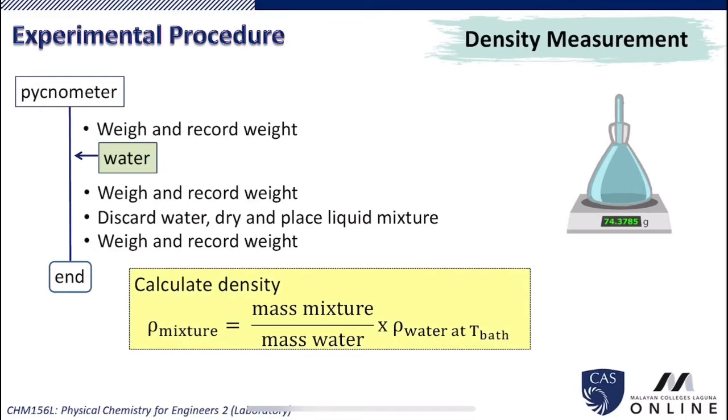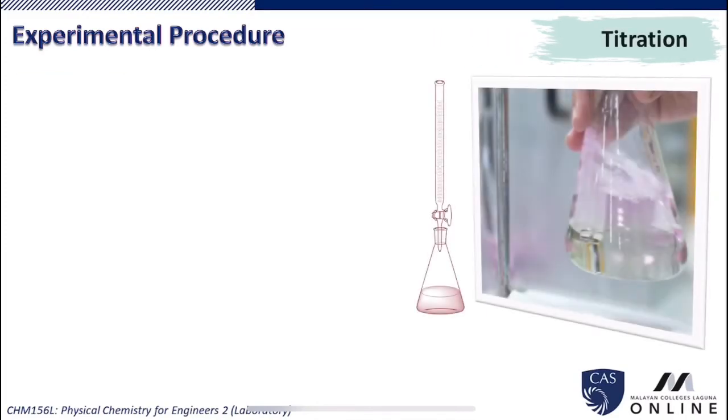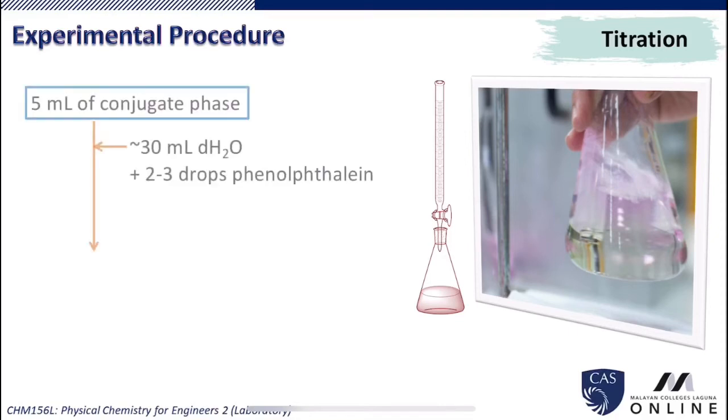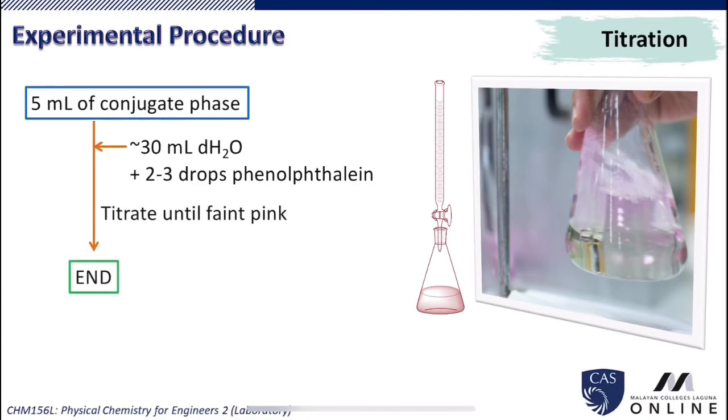Then once you determine the density, do not throw the liquid. What you need to do is titrate that one. So you get 5 ml of the conjugate phase, and then you add 30 ml of water and 2 to 3 drops of phenolphthalein, and then you're going to titrate that until the faint pink endpoint. Make sure it's faint pink, not dark pink, because that is an overshoot, and you get a minus for that. You know that.